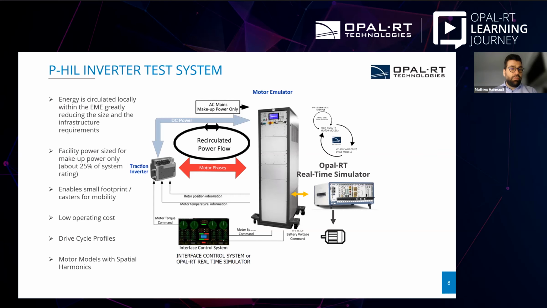The footprint is really small compared to a dyno. We're talking about a standardized cabinet size at a 2-meter height for your labs. With the combination of the OPAL-RT machine, which comes from the RTS systems, with our PMSM or induction machine, we can emulate all kinds of different machine behaviors, up to the spatial harmonics of our machine.